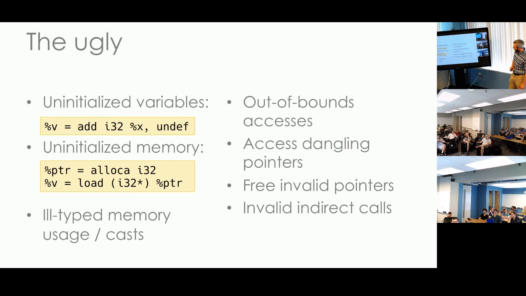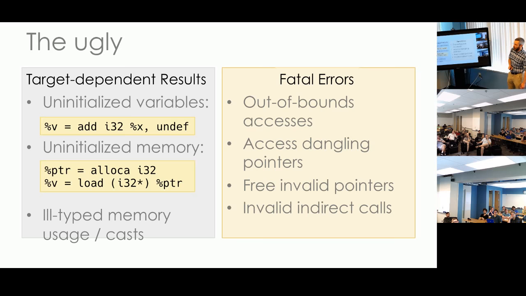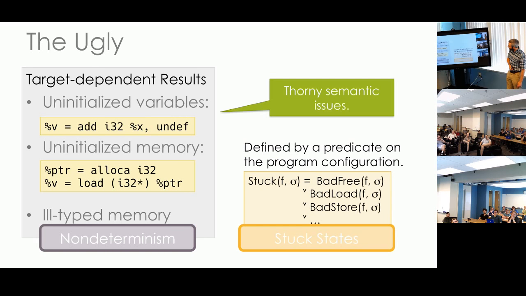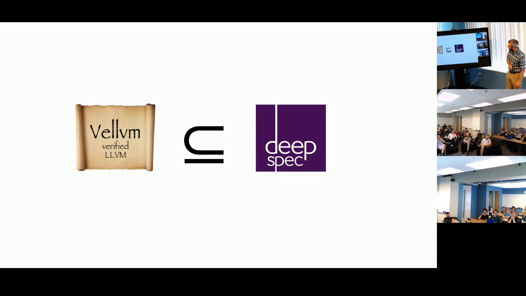And then there are many other properties. Our original approach, which I think is still pretty sensible, was to separate target-independent things from insane bad behaviors, and deal with the former via non-determinism and the latter via just being stuck in the semantics. That's okay, but dealing with non-determinism everywhere is a real pain, especially for these proofs. So we're looking for ways to deal with that. And yeah, lots of thorny semantic issues. Okay, so in the last few minutes, I'll say about where we're going since Vellvm is part of DeepSpec.